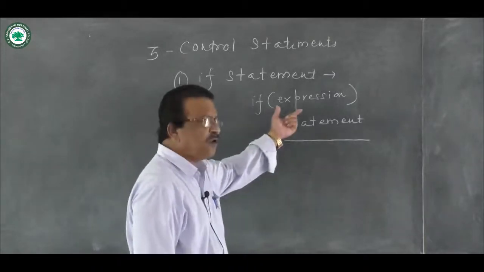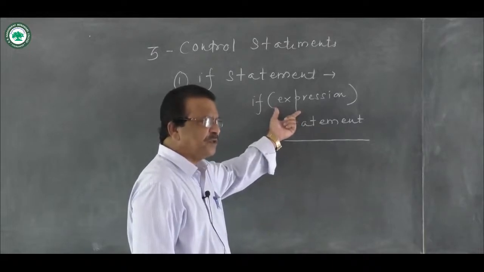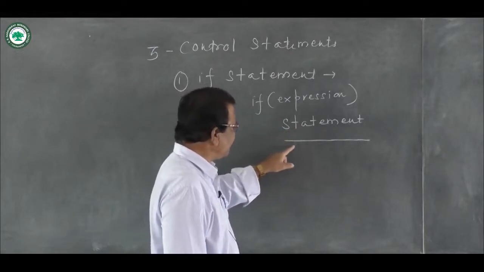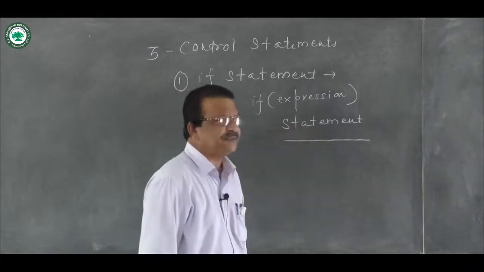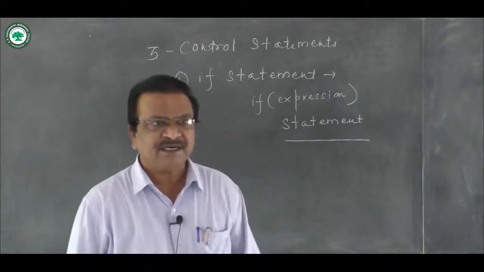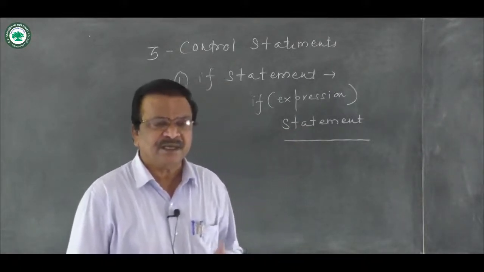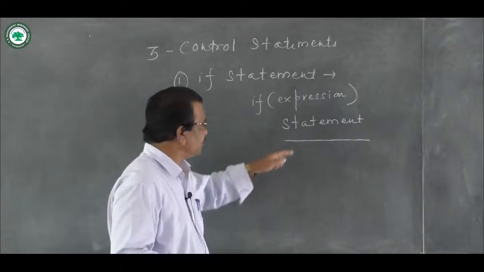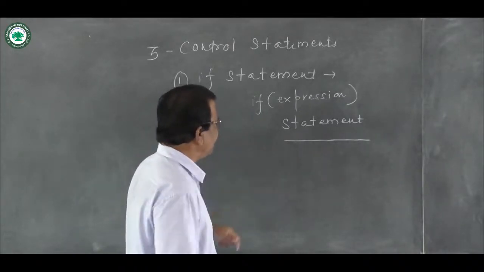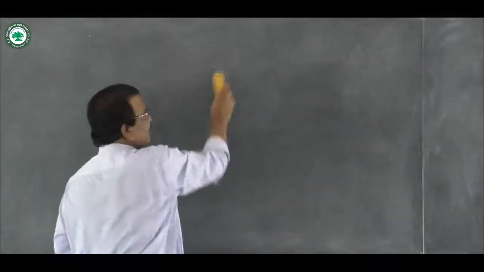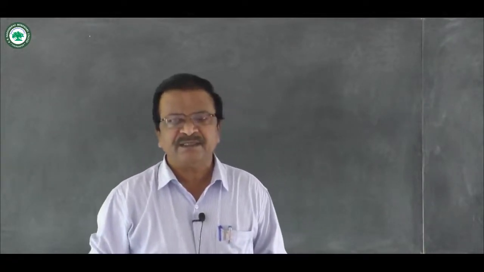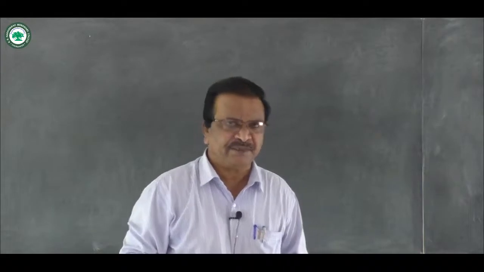If the expression is false, meaning its value is 0, then this statement is skipped and program execution continues from the statement which immediately follows this if statement. So if the test condition is true, the statement is executed. If it is false, the statement is skipped. The statement associated with if is either a simple statement or a compound statement. In practice, it is often a compound statement.